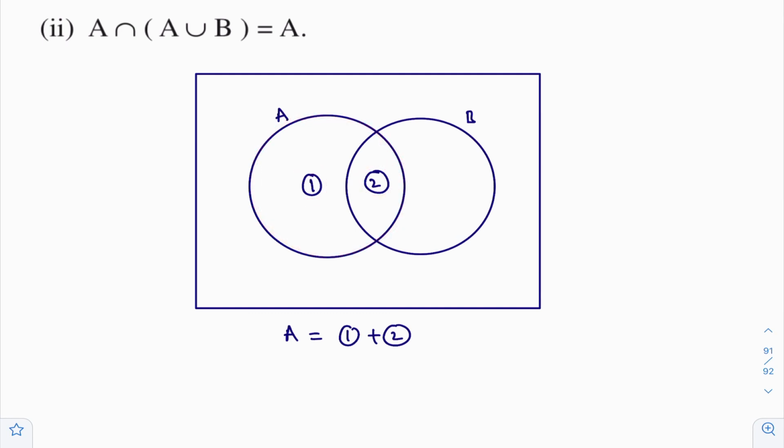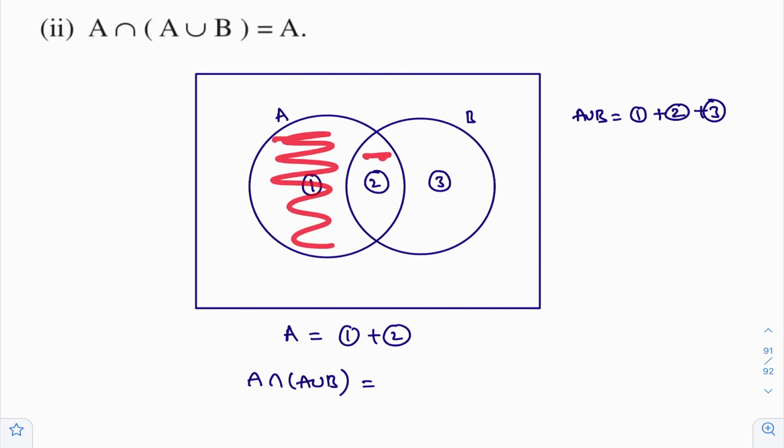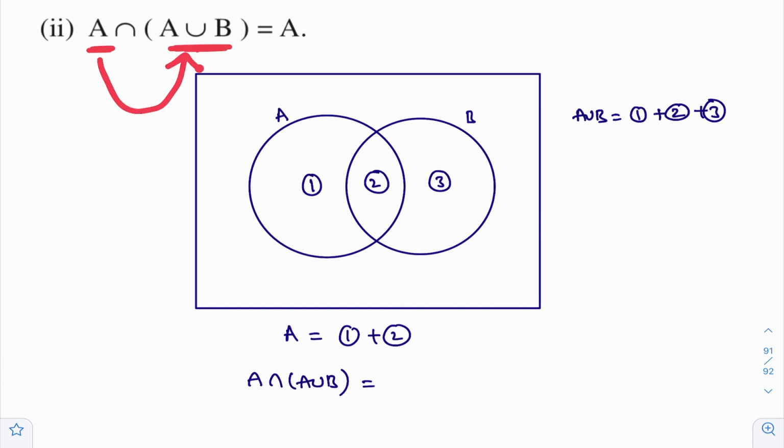Okay. Now you come to the left hand side part, A intersection (A union B). Okay. So where is A union B? Here, intersection means the common part. Try to understand what A union B is. Here I will write A union B is nothing but part 1 plus part 2 plus part 3. I hope you are understanding. This part plus this part plus this part, that is A union B. Now A intersection (A union B) means the part which is common in A as well as A union B.